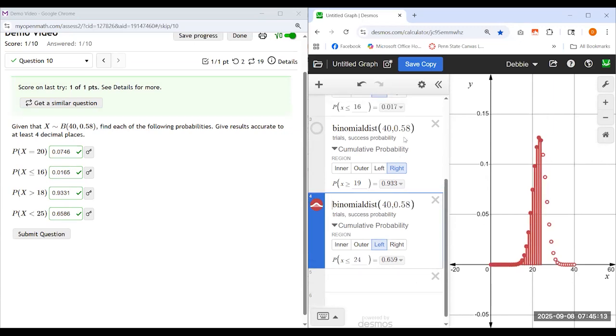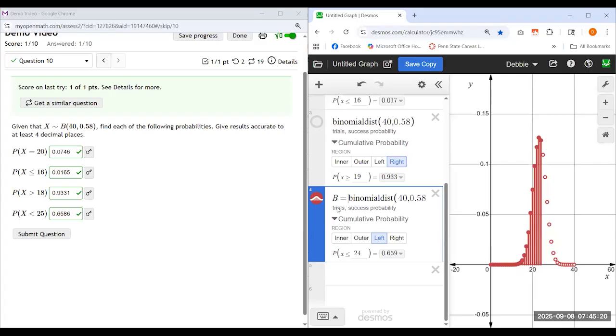Okay, just a couple of other things I want to mention here. First of all, if I want to, I can give my distribution a variable name. Just understand that you can only use that variable name once. If I name two of these with the same variable name, then I'm not going to be able to use that variable for anything because Desmos will say, hey, you've defined that twice.